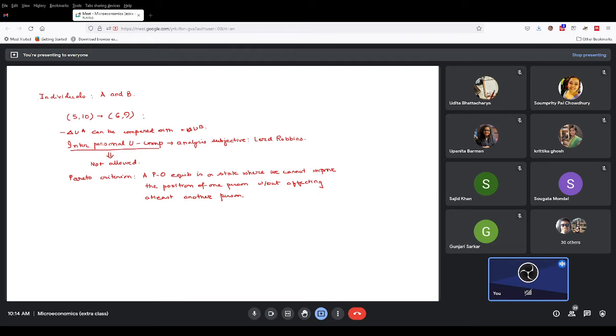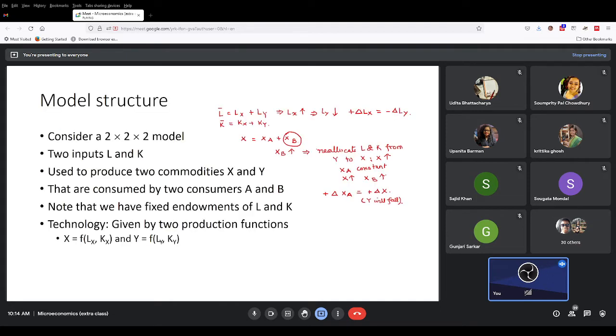So now the question is how do we identify whether an equilibrium is Pareto optimal or not? What are the conditions? We are going to use a 2 by 2 by 2 model. We have two inputs, labor and capital. The total amount of labor and total amount of capital is given. It's a closed economy, so we cannot import. These labor and capital are used to produce two commodities X and Y, which are consumed by two consumers A and B.